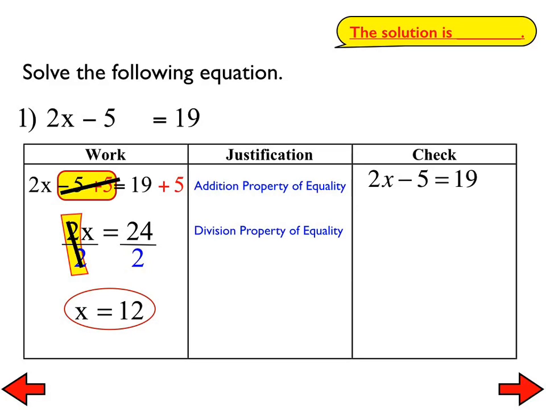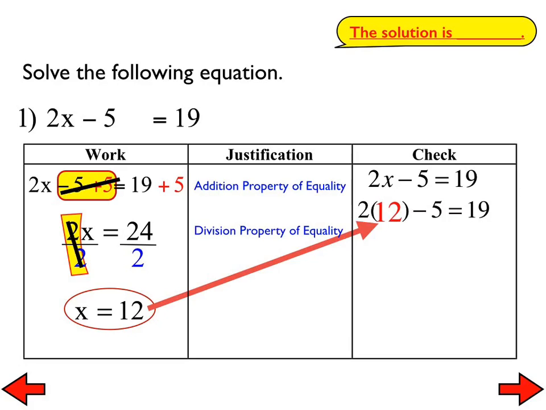And how we're checking is we're checking like this. We're going to check to see if 12, when we substitute it in for x, makes a true statement. So let's do that. Every time I replace a letter with numbers, I always use parentheses. So we're going to substitute 12 in right there. And here goes 12, right here.